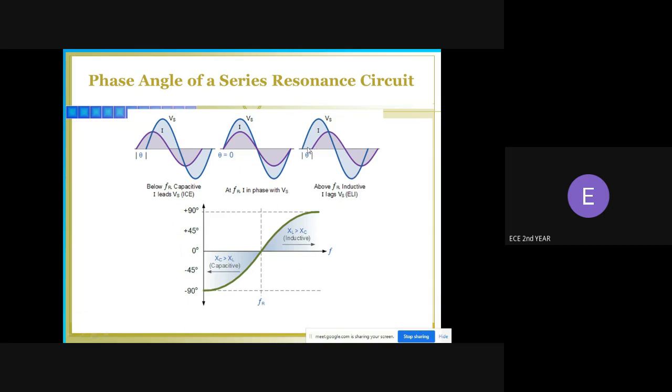For an inductor, the current lags behind the supply voltage Vs, by an angle of theta. So here, when XC is greater than XL, the circuit will purely act as a capacitor. Then when XL is greater than XC, the circuit is purely inductive in nature.